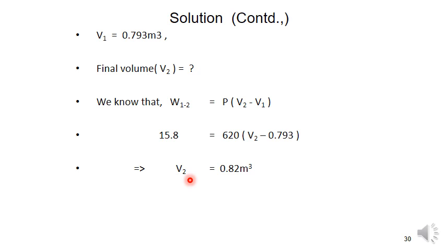In the given problem, they mention the change in internal energy and the change in enthalpy. So dQ is equal to dU, and from that you can know, by using W is equal to dQ minus dU, we find the W value. After finding the W value, we know that W is equal to P(V2 minus V1). Substituting the W value and the P value, we will get the V2 value, 0.82.